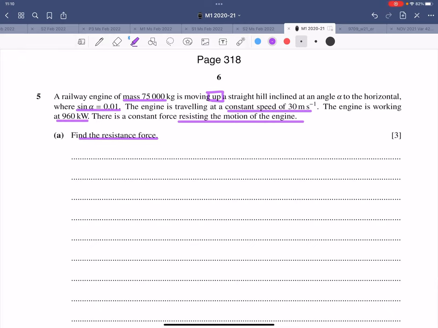First of all, it's better that we draw a diagram. So this is a diagram and there is a particle over here. That is the railway engine. And then the forward force, let me draw it. That is 960 into 1000 divided by velocity, which is 30. The backward forces are, there is a resistive force RF. And there is the weight component, which is 75,000 into g into sine alpha, which is 0.01.